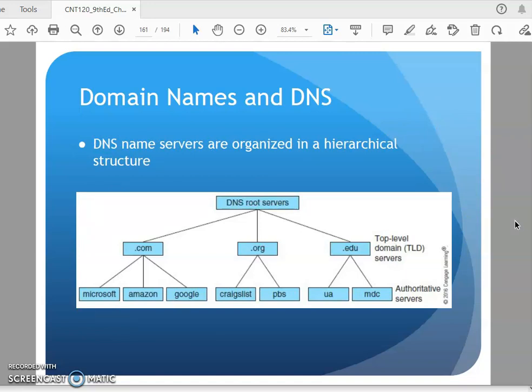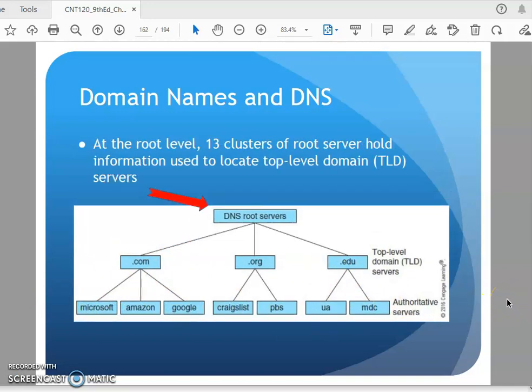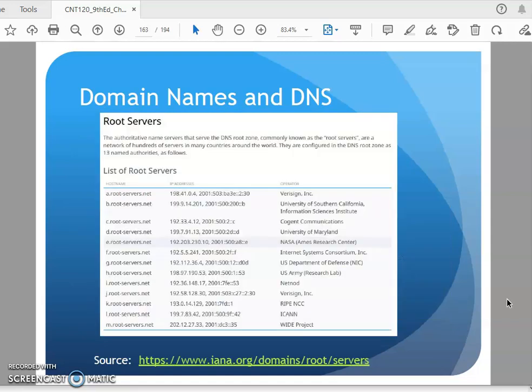The DNS structure is organized in a hierarchical structure, where we have root DNS servers and then top-level domain servers and then ones for the different companies, organizations, different schools scattered around the globe. At the root level, there's root servers used to locate the top-level domain servers. These are the main ones that are used to say, okay, where is the .edu? Where's the authoritative .edu? Where's the authoritative .com? Well, these root servers I can actually get at IANA.